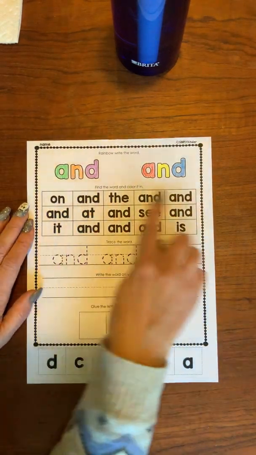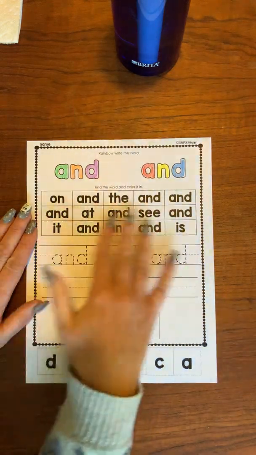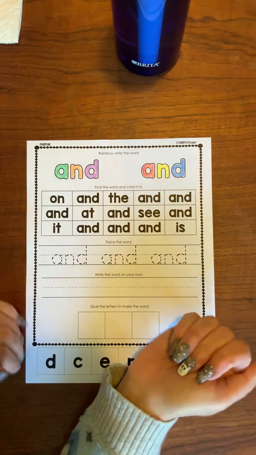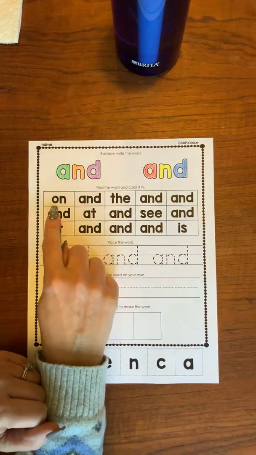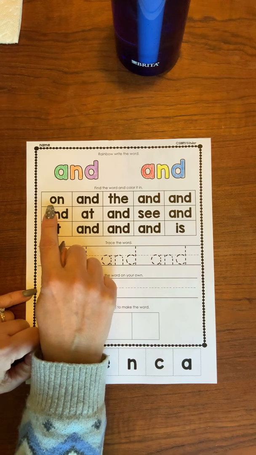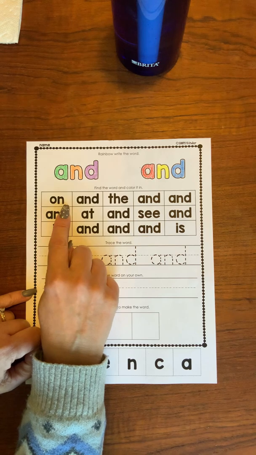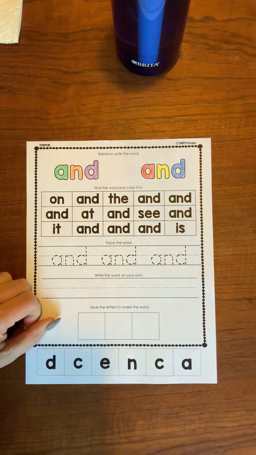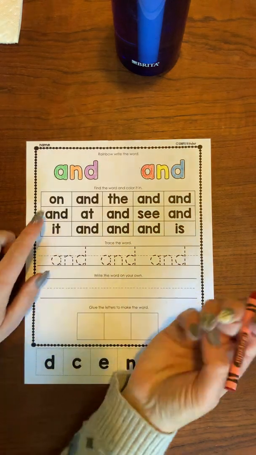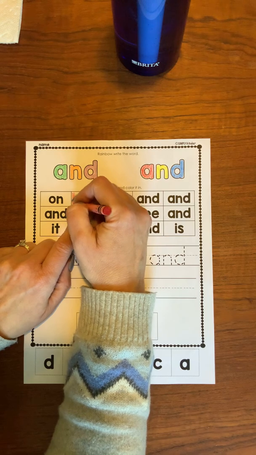Now I have to find the word and in here, but as you do it, I want you to see if you can read each word now in these boxes. A lot of these words are words that we've had before. Some of them we might not have had before, but I bet you could figure out what this word is. On. That's not the word and, so I'm not going to color it in, but I like to see if I can figure out what that word is. That's the word on. Here's the word and.